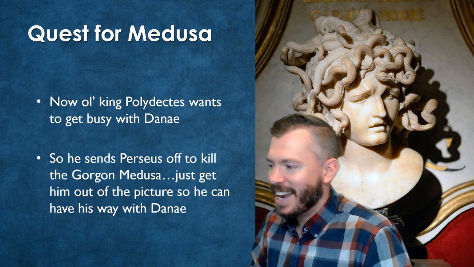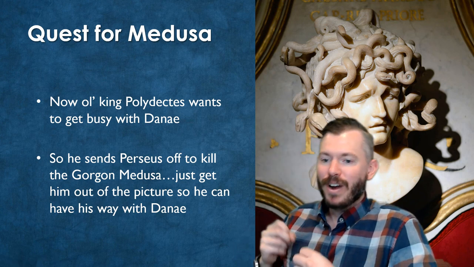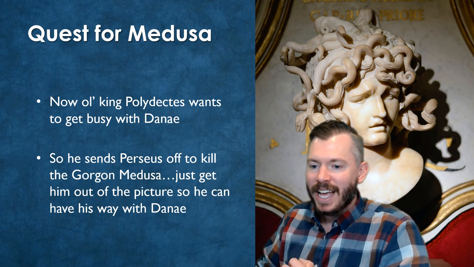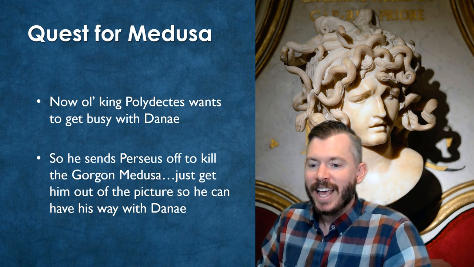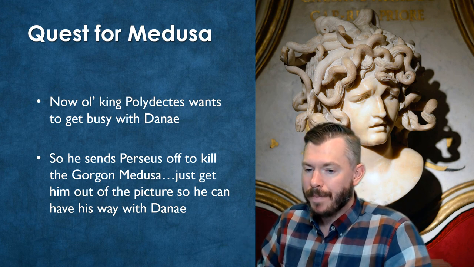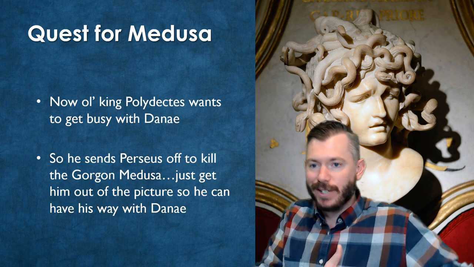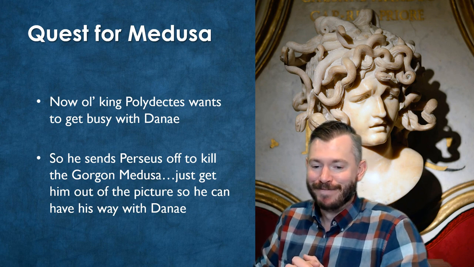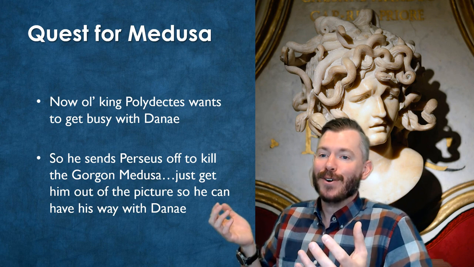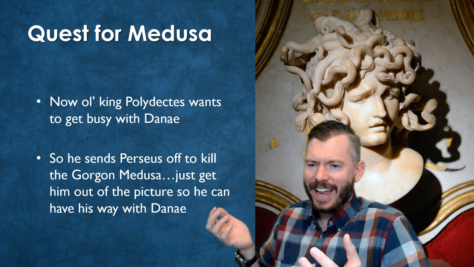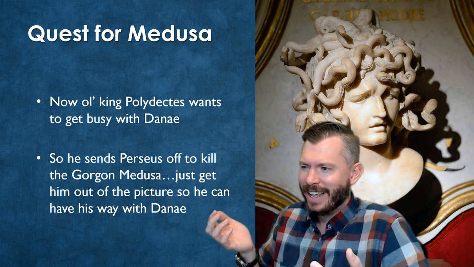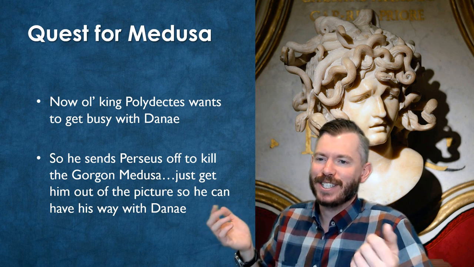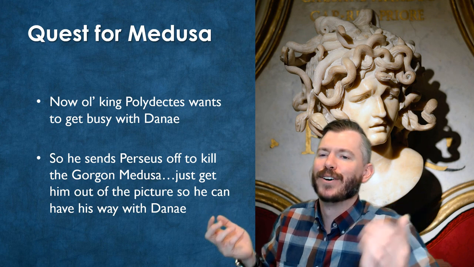Okay, so the way that he ends up getting rid of Perseus for good, after he sent him to the temple, is to send him on one of these quests, and it's to go kill the Gorgon Medusa. And so the idea is that Perseus will be out of the way. He can then get busy with Perseus's mom. And the idea behind the whole quest is not so much that he really wants Medusa dead. I guess maybe he wants the head, but really, the idea is just to occupy Perseus, and hopefully Perseus will just get himself killed along the journey.